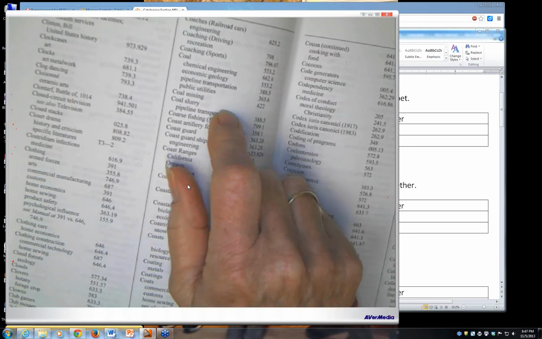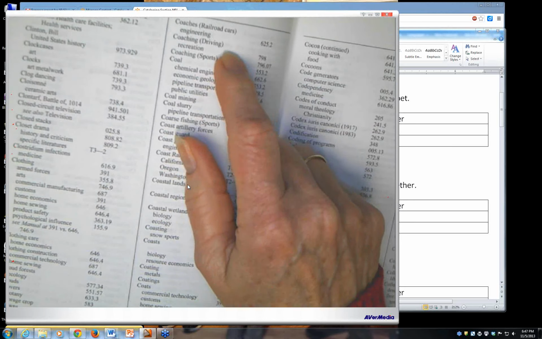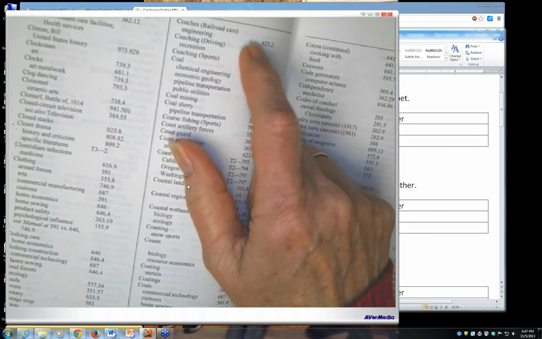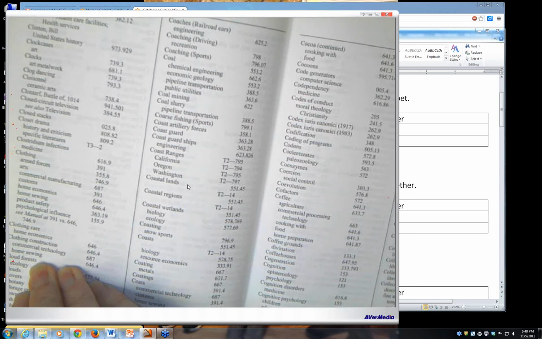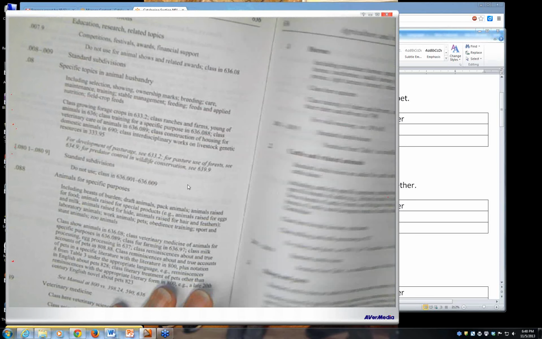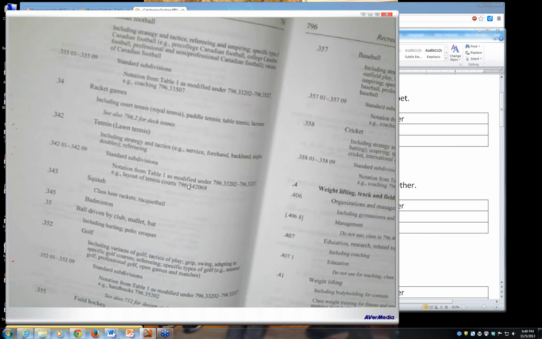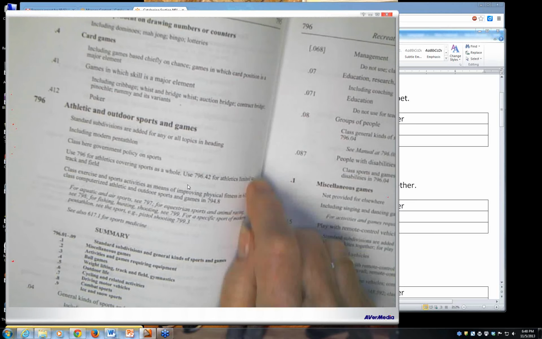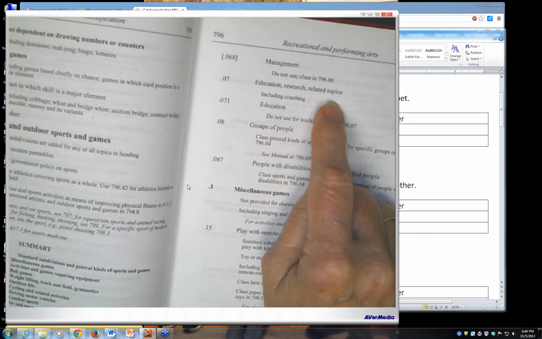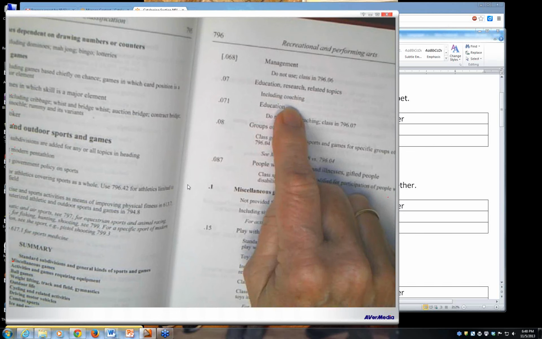Coaching, sports, coaching, driving, coaches, railroad cars. If we look at coaching, sports, it takes us to 796.07. If we go to 796.07, education, research, related topics, including coaching.